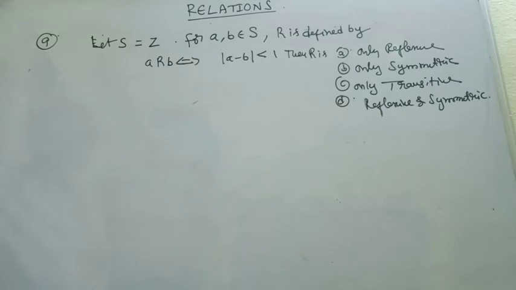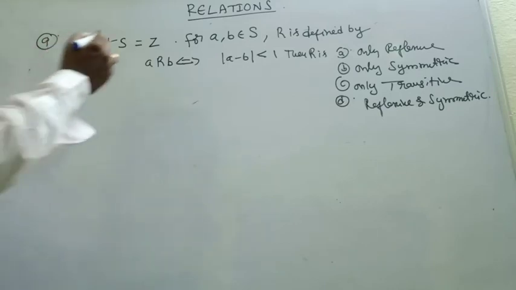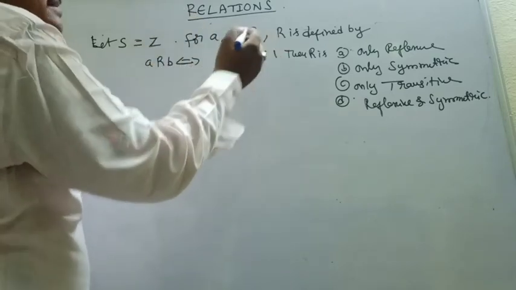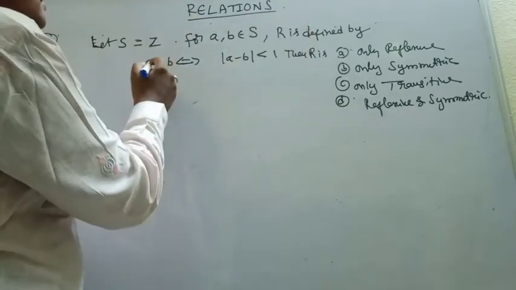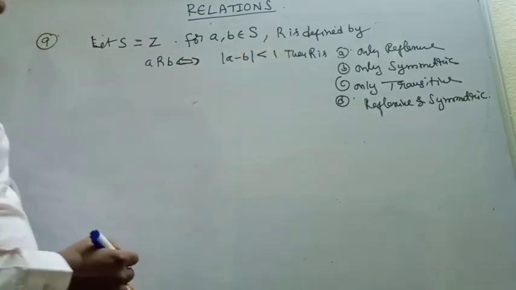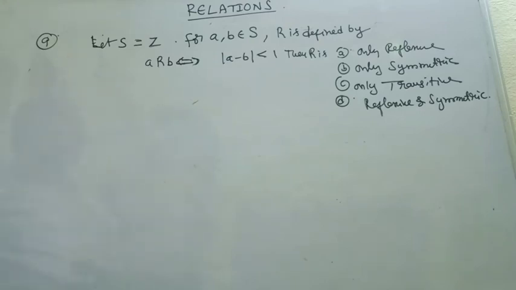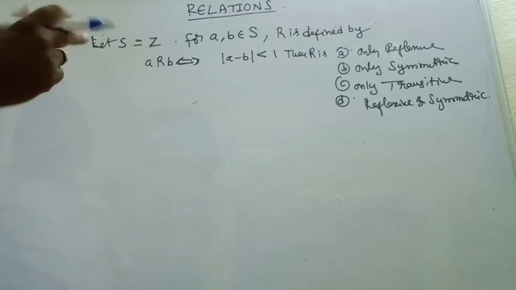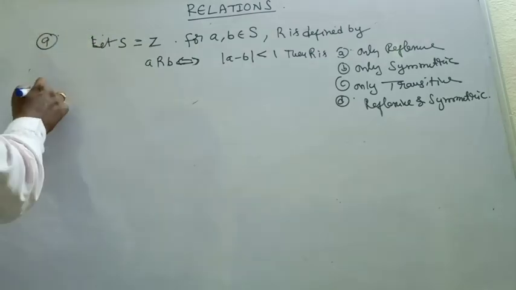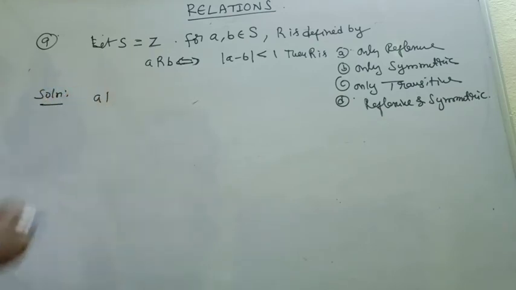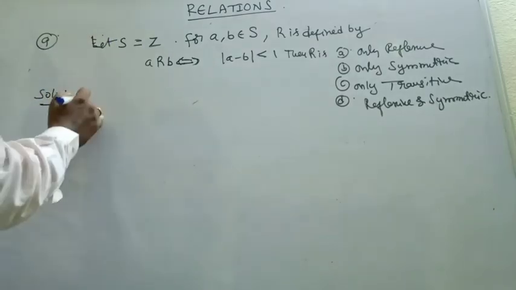Now see, my dear students, the ninth problem. Let S be the set of all integers. For a, b belongs to S, R is defined like this: a related to b if and only if modulus of a minus b is less than 1. Then R is what they are asking: only reflexive, only symmetric, only transitive, or reflexive and symmetric. Let us try this problem, how we are going to do this, my dear students. A related to B. Let us try first whether it satisfies reflexive or not.